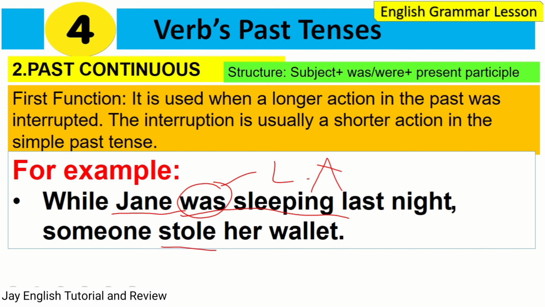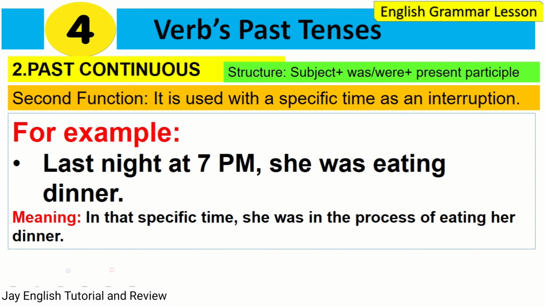And then someone stole her wallet, that is just expressed in the simple past tense. Stole is the past tense of the verb steal. This will be our shorter action. And remember that a shorter action is the one interrupting the longer action, which is Jane was sleeping. Okay? Another function is it is used with a specific time as an interruption.